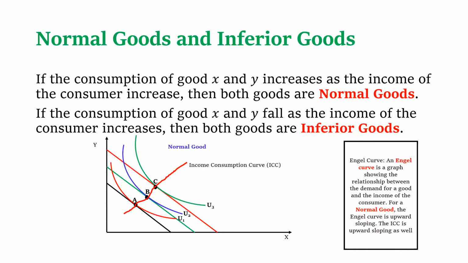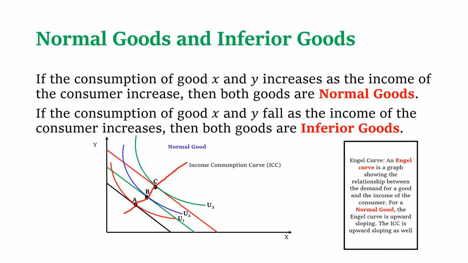The income consumption curve is just the locus of all points of tangency between the budget line and the indifference curve. So that is referred to as the income consumption curve. Now, in some textbooks, it is called the income offer curve. It's the same thing as the income consumption curve. Okay. So now we're going to derive the Engel curve from this income consumption curve.